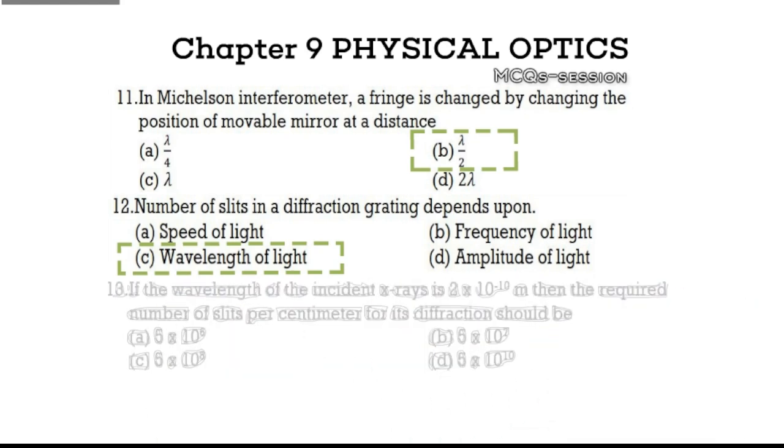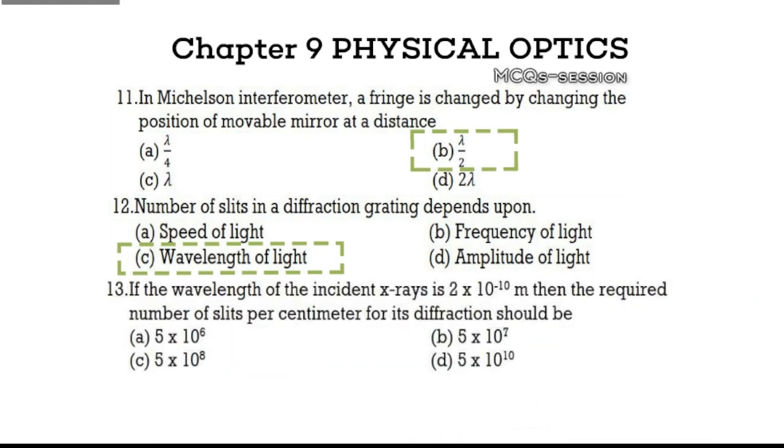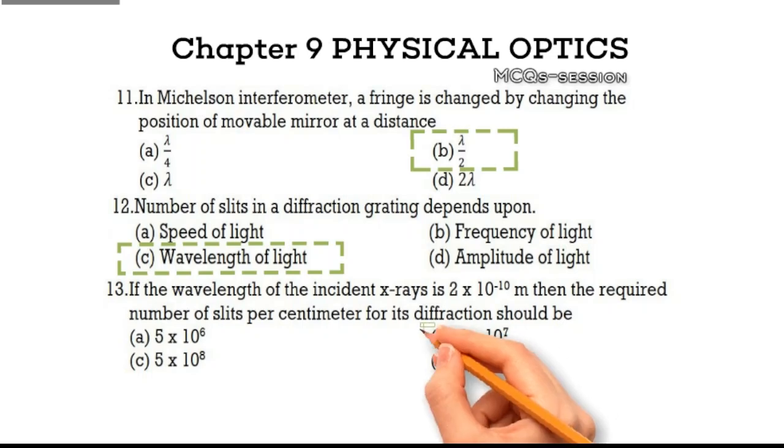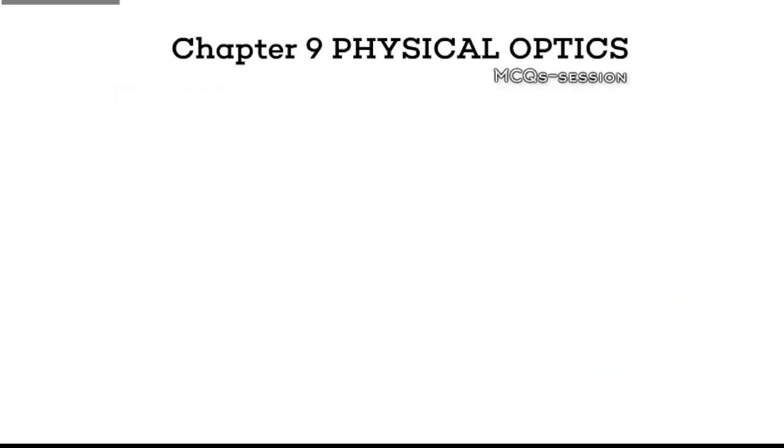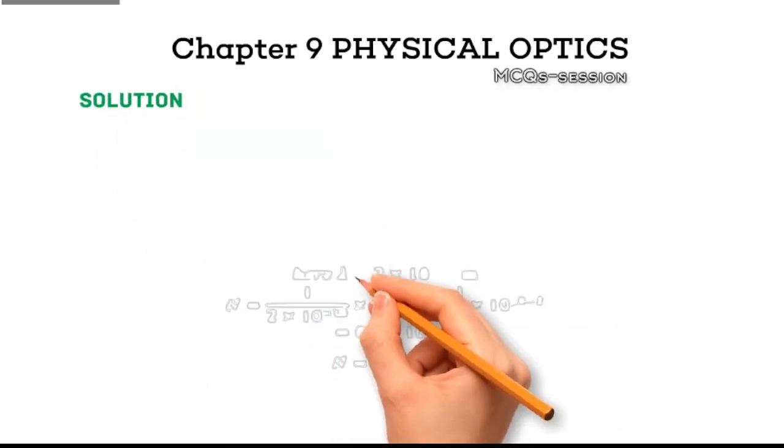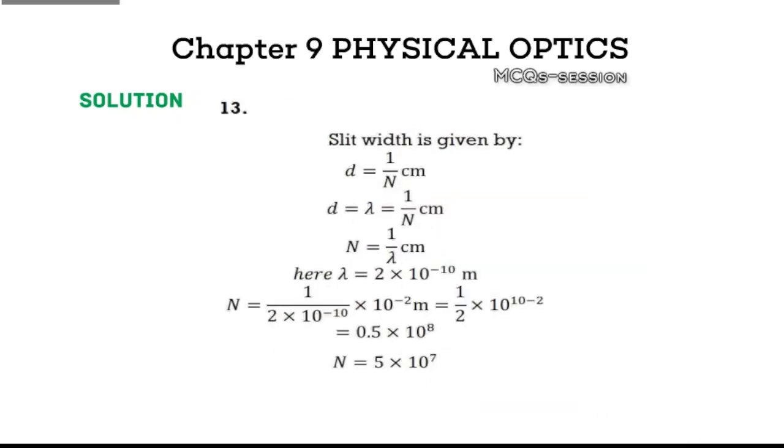Question 13. If the wavelength of the incident X-rays is 2 times 10 to the power negative 10 meters, then the required number of slits per centimeter for its diffraction should be A. 5 million, B. 50 million, C. 500 million, D. 50 billion. Correct answer B. 50 million. Explanation. Slit width is given by wavelength of the X-rays is 2 times 10 to the power negative 10 meters. Putting the values and simplifying the expression, we get the number of slits per centimeter, 5 times 10 to the power 7, or 50 million.